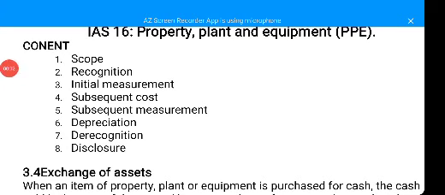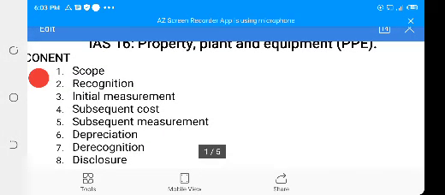Good evening, everyone. Today we're looking at financial reporting FR, and our topic for today will be IAS 16, property, plant, and equipment. Now, what is the scope of this standard? Let's look at the content of the standard.